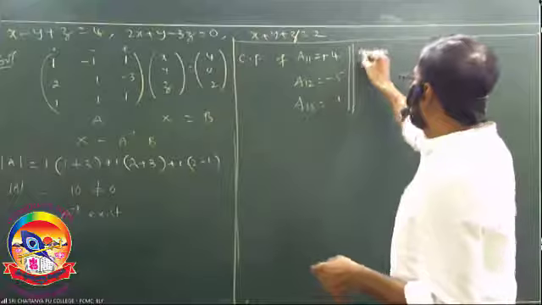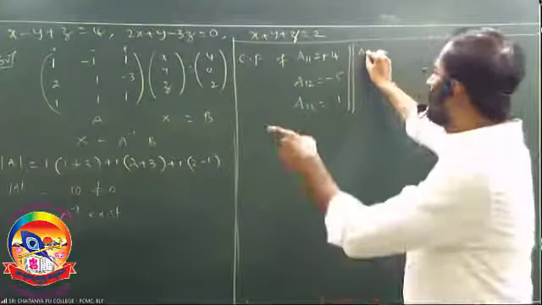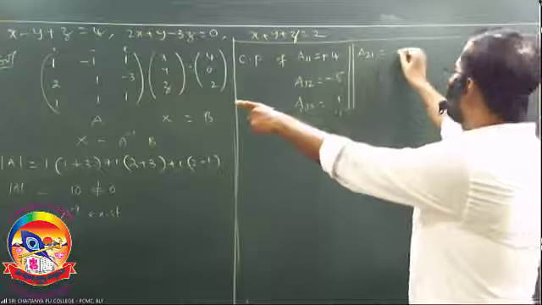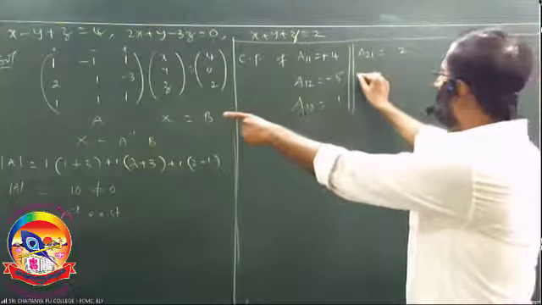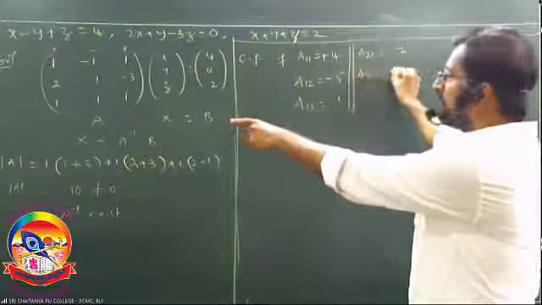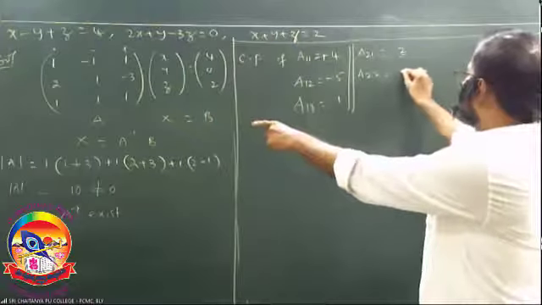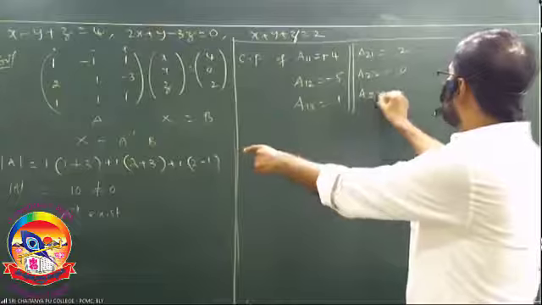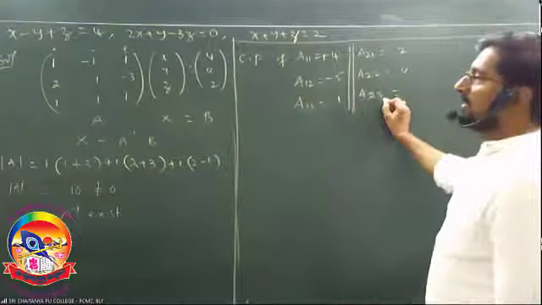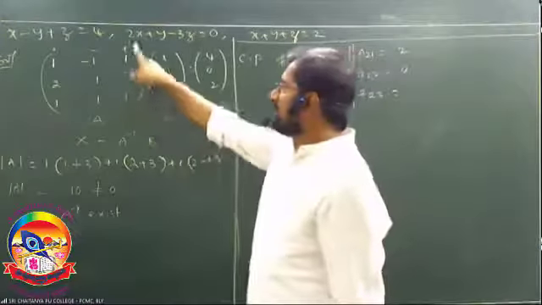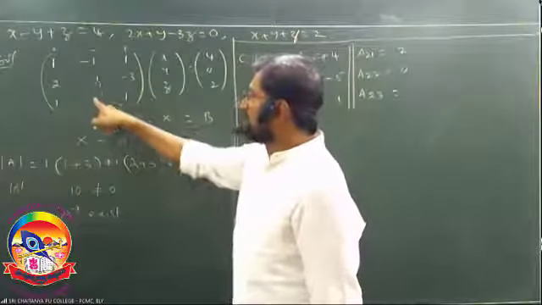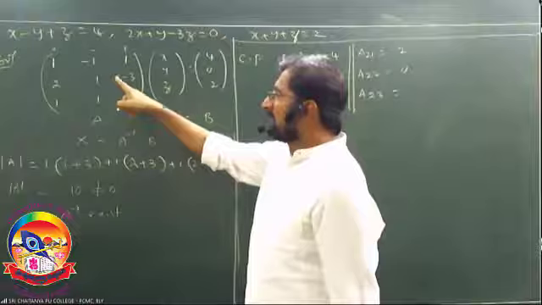Now, cofactor of A21, that is the cofactor of 2, becomes 2 here. Cofactor of A22, you are going to get 0 here, and cofactor of A23, second row, third column, that means this one becomes, observe, excluding this column and this row, you will have 1, minus of minus 1.